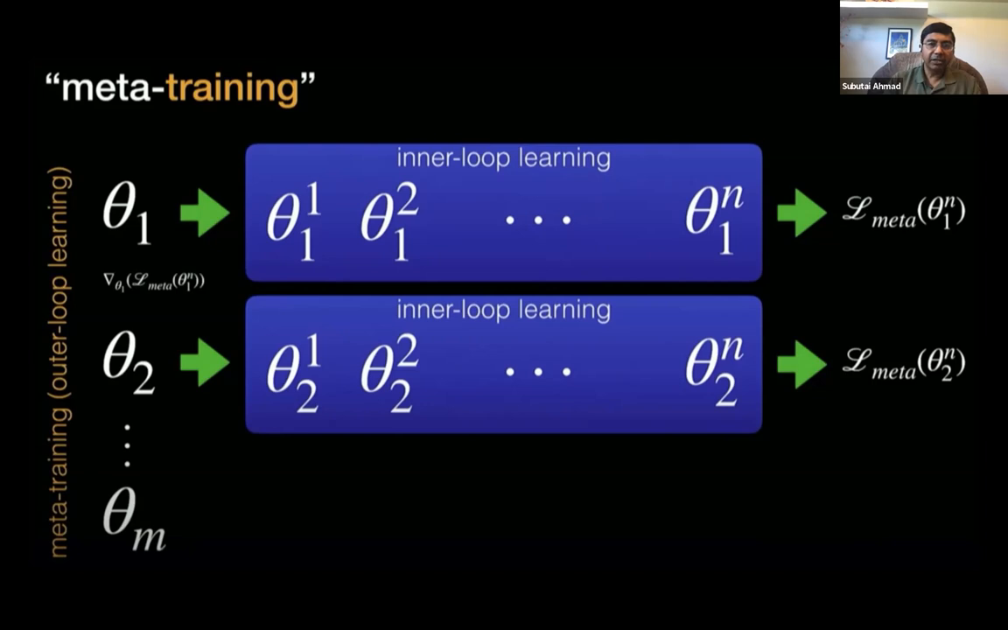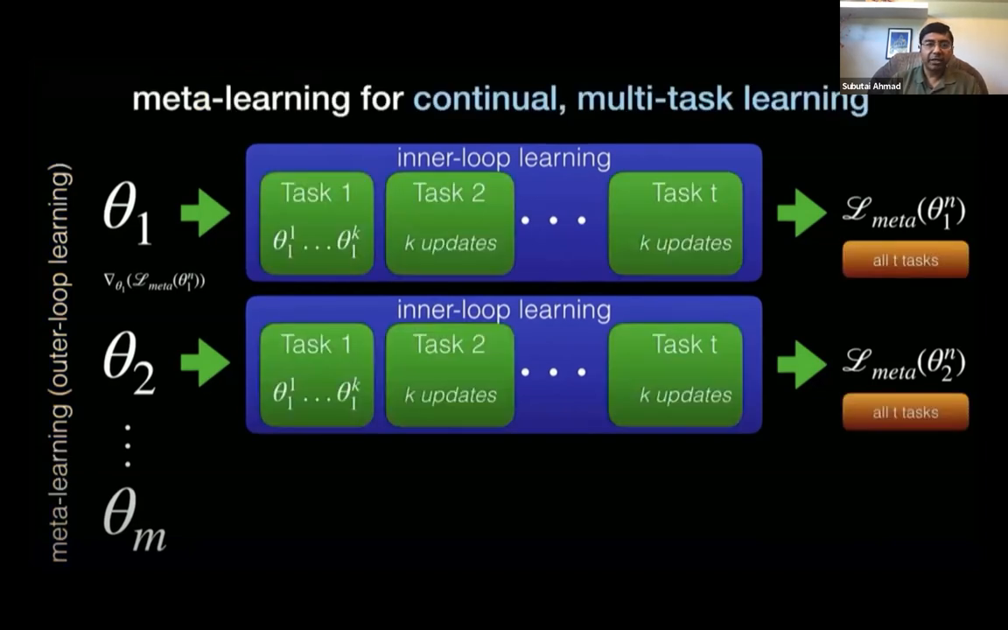And in the case, so if you were to apply this to catastrophic forgetting, what you'd get is something like this. So you start with a set of parameters, you learn task one, then you learn task two, and you keep going until you learn task T, and then you evaluate on all of the tasks.